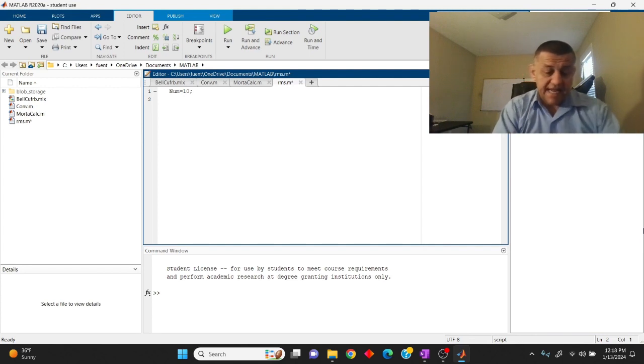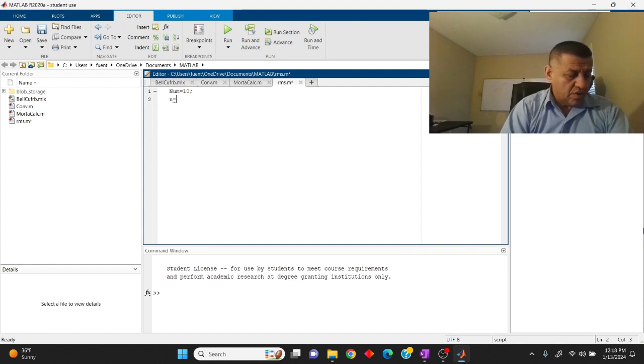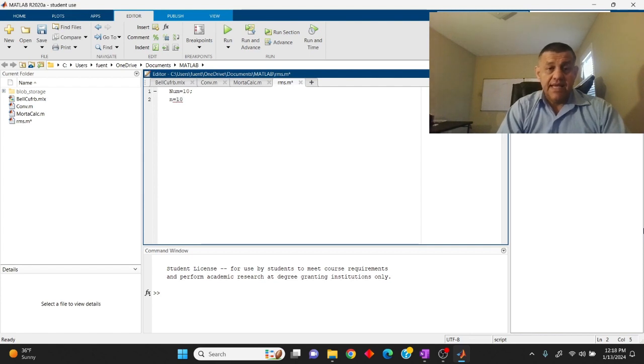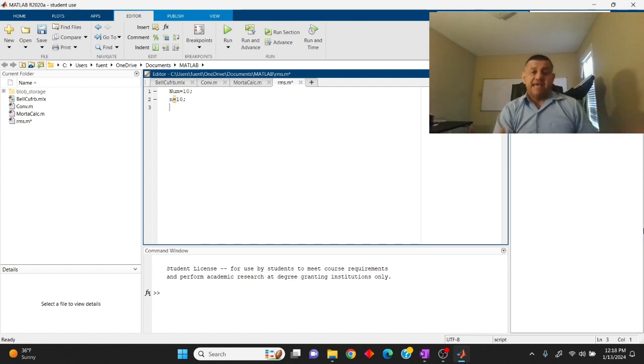Now I will do an n value, which is also equal to 10. We make sure that will be the multiplier. The num is going to be the pi multiplier, and the bottom is going to be the n value. So I will take pi multiplied by num, and then divide that by n.